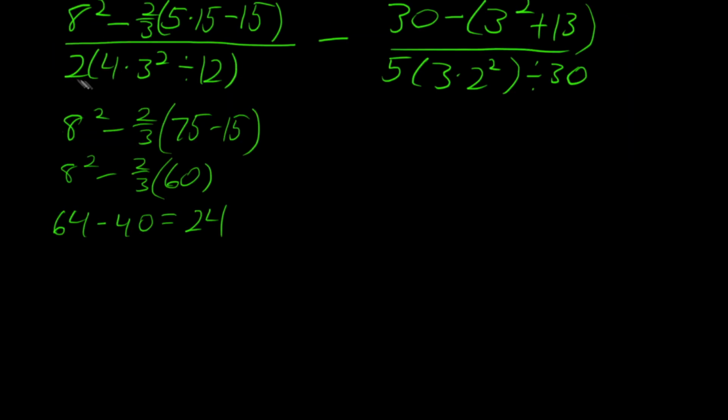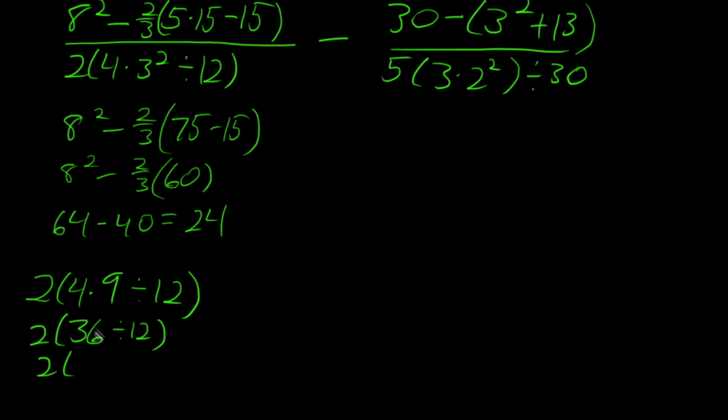Now let's do the first denominator here. We have a parentheses and multiple things inside, and now we know exponents come first. So we'll have 2 times 4 times the exponent, 3 squared is 9, divided by 12. The 2 stays out here. We have multiplication and division. We'll just go left to right. 4 times 9 is 36. And then we have divided by 12. So now we have 2 times 36 divided by 12 is 3, and that gives us 6. So the first fraction is 24 over 6, which of course equals 4. So we'll keep that in mind for now.